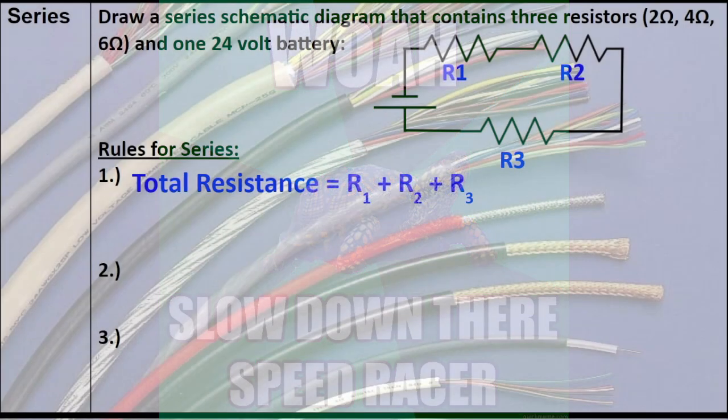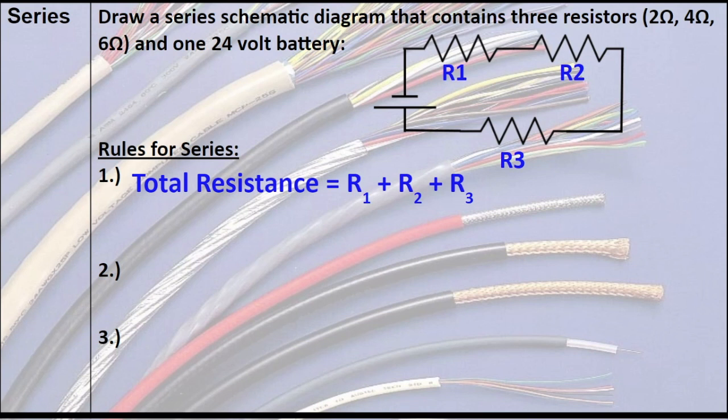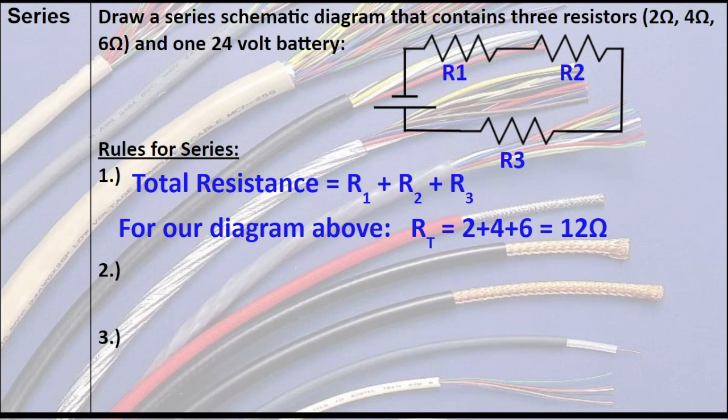First thing is that when we're dealing with series circuits, the total resistance of the circuit is just going to be us adding up the resistance of each resistor. So in this case, we know that R1 is 2, R2 is 4, R3 is 6, so the total resistance that this circuit has is 12 ohms.